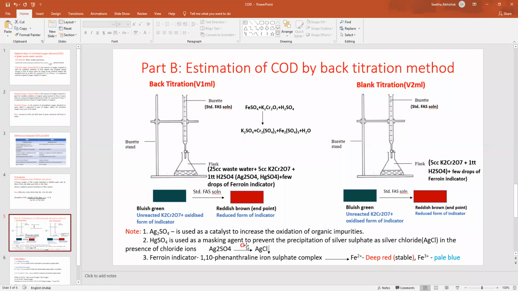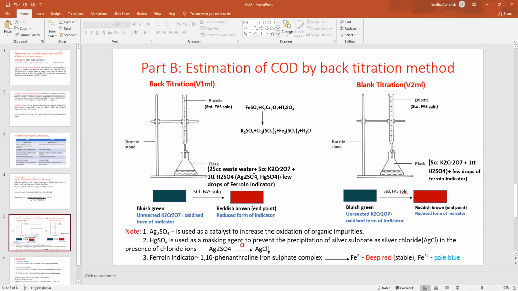So to block these chloride ions, we add this mercuric sulfate. So mercuric sulfate reacts with chloride ions and forms mercury chloride. A stable mercury chloride is formed, thereby avoiding the precipitation of silver sulfate as silver chloride. So what is mercuric sulfate? It is used as a masking agent. What is silver sulfate? It is used as a catalyst.